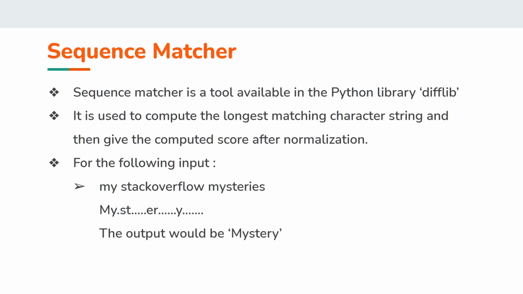The next utility is Sequence Matcher. Sequence Matcher is a tool available in the Python library difflib. It is used to compute the longest matching character string and then give the computed score after normalization. For the following input, we get the following output.